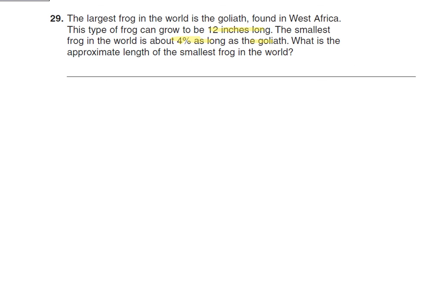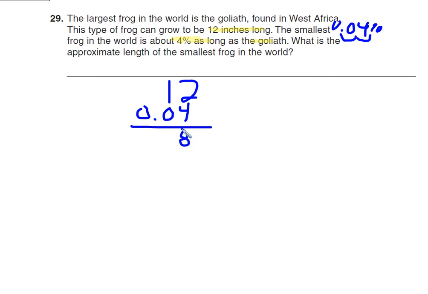So it's 12 times 4%. Now I've got to write 4% as a decimal. It's 4 hundredths really, so I move it over 2 places to the left: 0.04. So figure out 4% of 12. I'm going to multiply as if the decimal's not there. 4 times 2 is 8. 4 times 1 is 4.